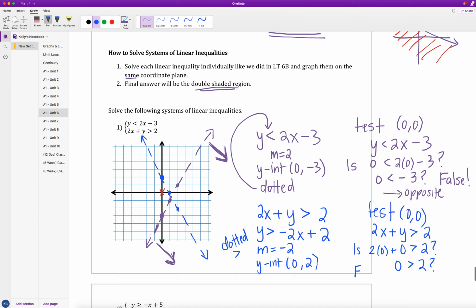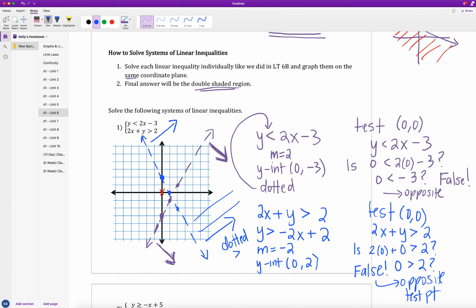This is also a false statement since 0 is not bigger than 2, which means, again, we have to shade on the opposite side as the test point. So because our test point was 0, 0, I don't want to shade below the blue line. Instead, I'm going to shade above the blue line. So I'm going to draw myself 2 arrows to see that as well.